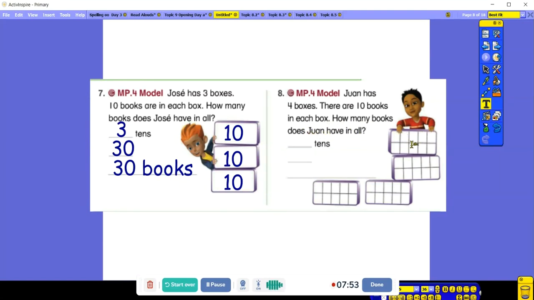And here they're giving you 10 frames to use. So let's use our 10 frames. So again, Juan has 4 boxes and we see them. 1, 2, 3, 4. We know that there are 10 books in each box. So if there's 10, that tells me that my 10 frame is filled, because it says it right in its name, 10 frame.